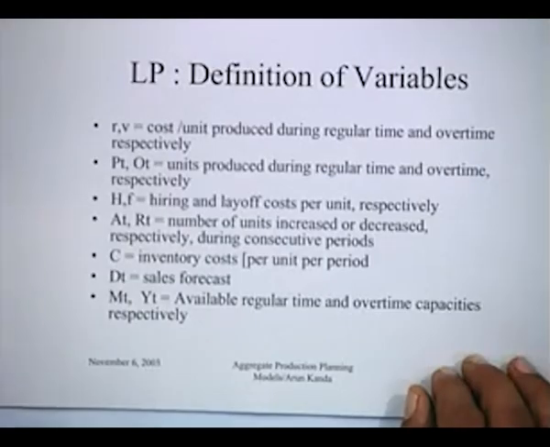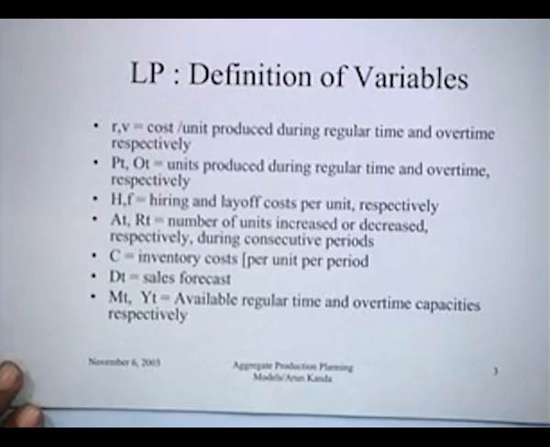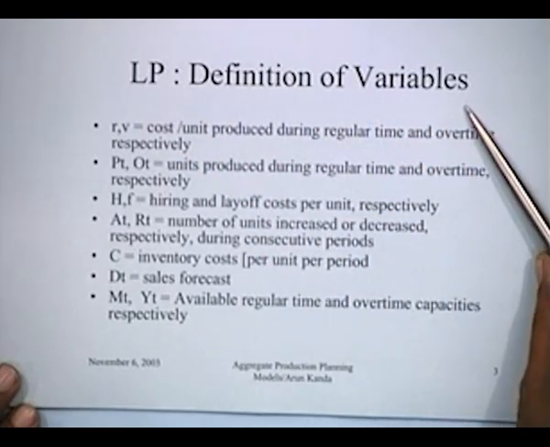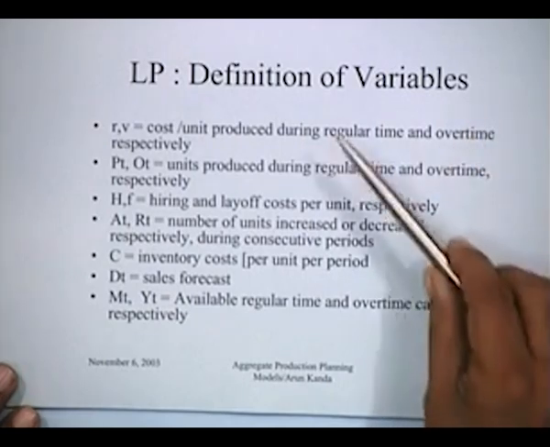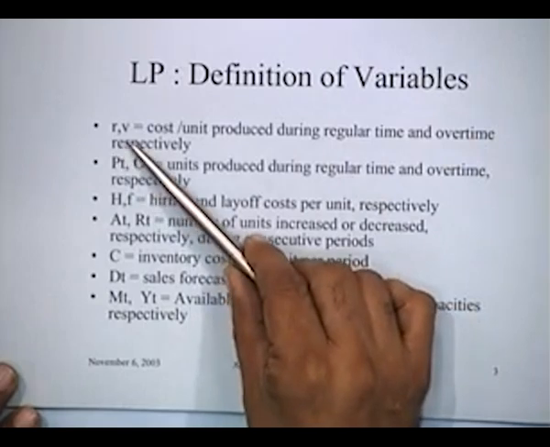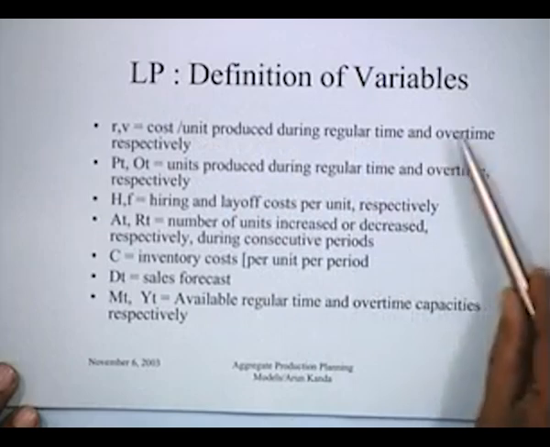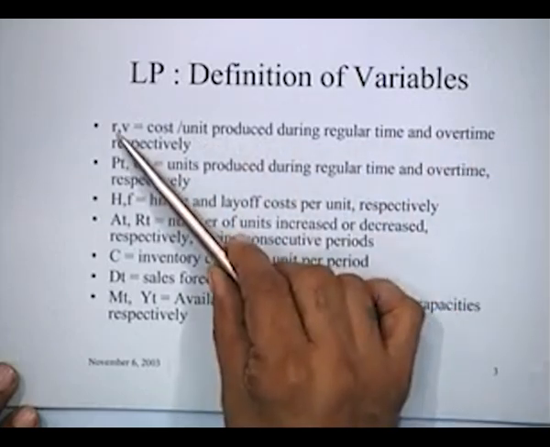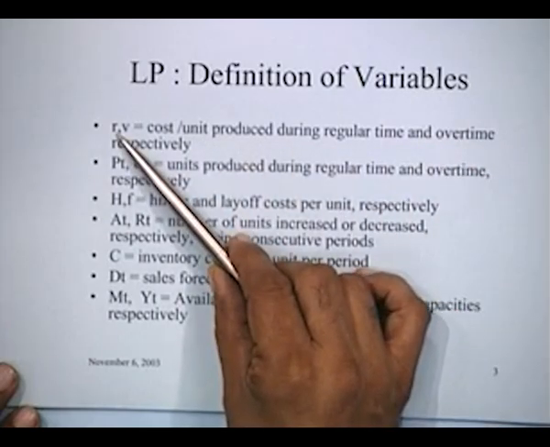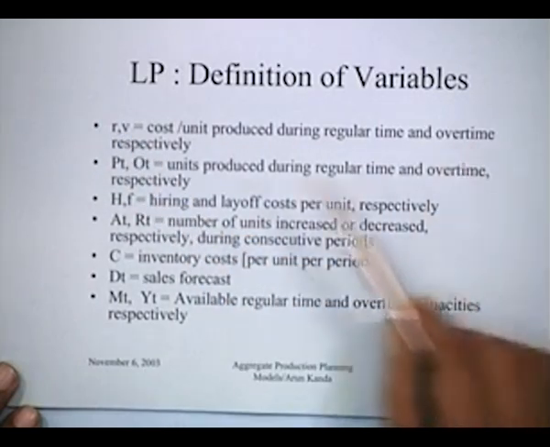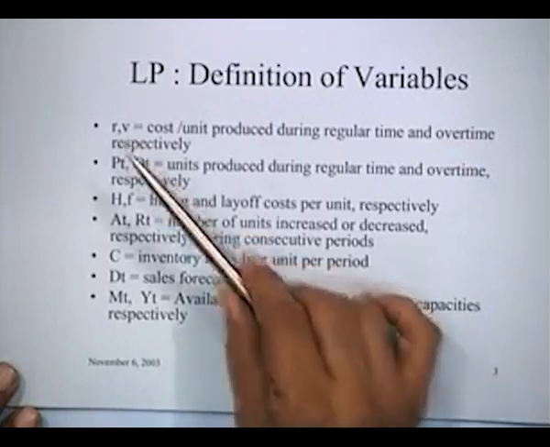For instance, take the first case. If you take a linear programming formulation of the problem, then a typical formulation will begin with definition of variables. Typically in an aggregate production planning problem, we define variables like R and V, which are nothing but the cost per unit produced during regular time and overtime. So R stands for cost per unit if the item is produced on regular time, V stands for the case if it is produced in overtime. Typically what we are assuming is that V would be greater than R.